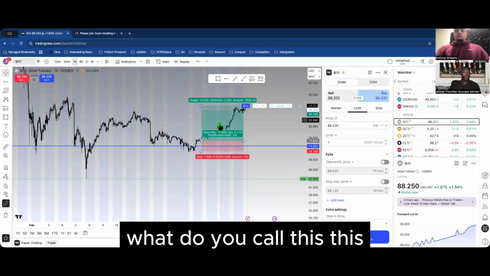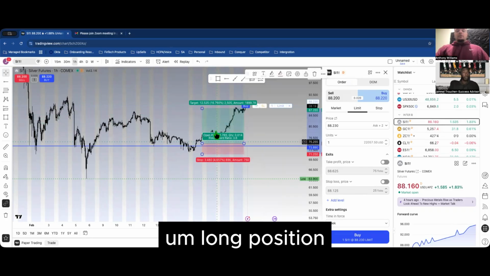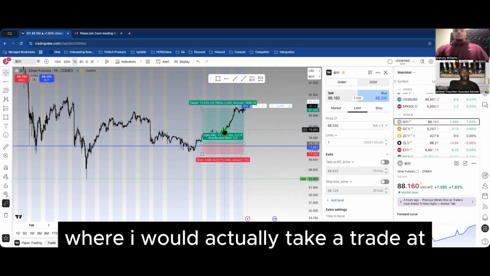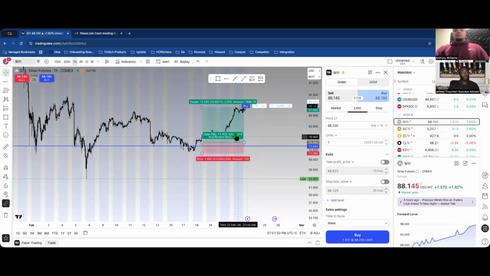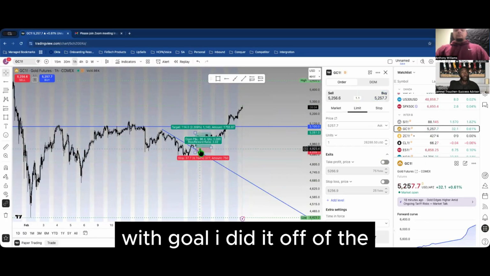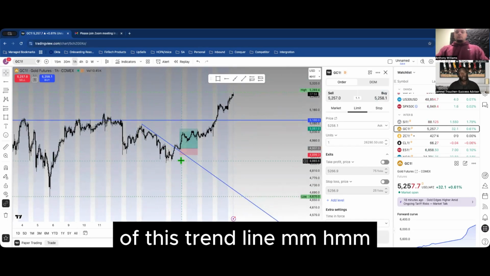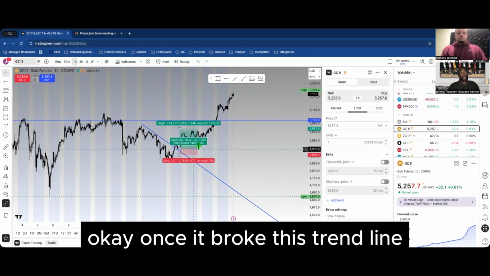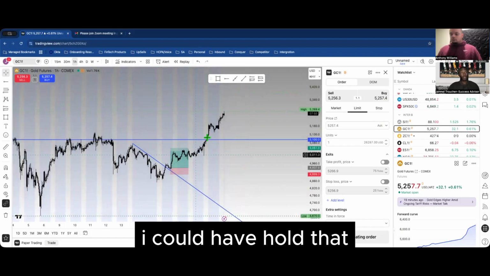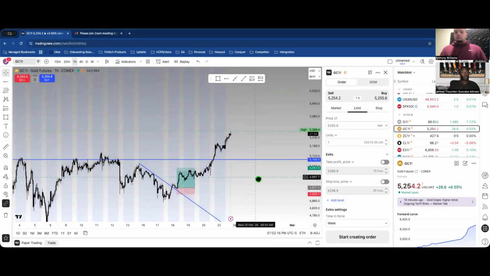So that's why I just start putting, what do you call this, the TradingView long position, where I would actually take a trade at and see what happened. So same thing I did here is the same thing with gold. With gold I did it off the breakout of this trend line. When it broke, I was like, okay, once it broke this trend line, I'm going to take the trade off of that. And I could have held that, or if I actually did take that trade, that was a good hold all the way up. For real.